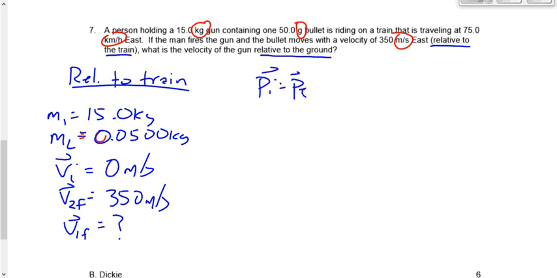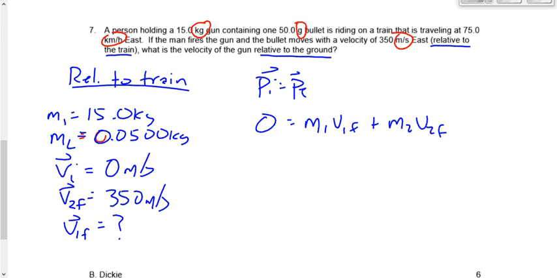PI is equal to PF. Relative to the train, what's the initial momentum of the gun and bullet? 0. That's why I picked the train as my frame of reference, so that I could make the initial momentum 0. If the ground was my frame of reference, and I could have done that, then I would have had to say there was a momentum, m total times v initial, before the explosion took place, before the gun was fired. That equals M1 V1F plus M2 V2F.